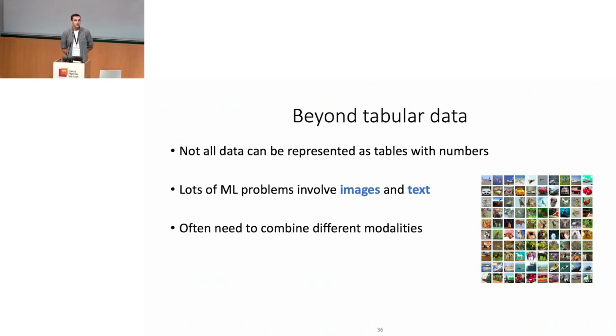And these can be problems that only involve one of these data types. For example, image classification, such as the ImageNet challenge, or maybe something like sentiment analysis for text. But even more importantly, we often have problems where we have combinations of all these different data modalities that we call multimodal problems.